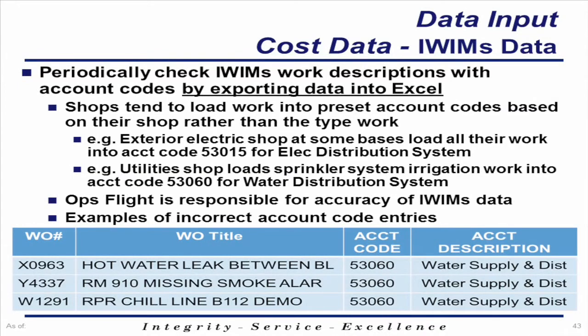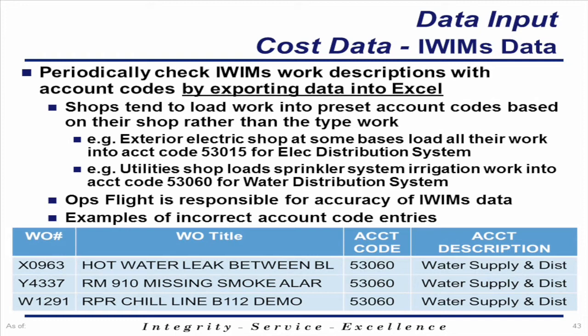Shops have a tendency to enter their work into account codes that they have historically used in the past. A lot of bases do not understand what the account codes mean and how they impact cost and budgets. For example, exterior electric shops will enter all their work into the account code 53015, which is the electrical distribution account code. Within that account code, there is a cost for, say, Christmas tree lighting, replacing the lights on a ball field, changing bay lights in aircraft hangars. It's any high-reach work that the exterior electric shop will normally do.